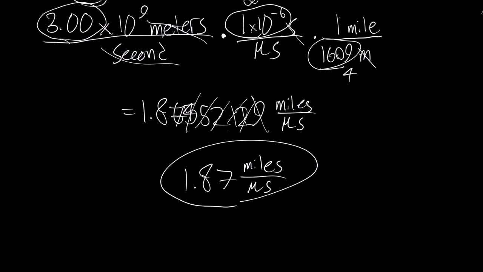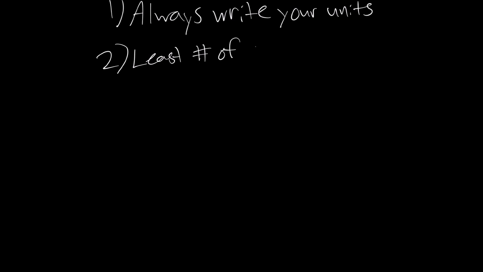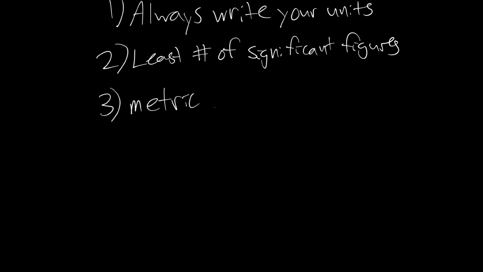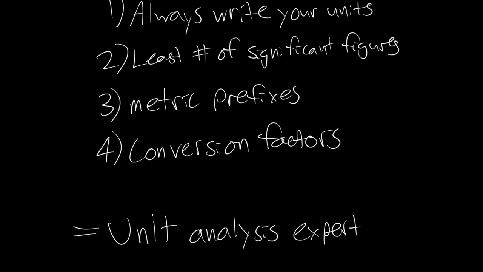As you can see, unit analysis is very handy. To us Americans, 3 times 10 to the 9th meters per second is meaningless. But if I told you that light travels nearly 2 miles in a microsecond, you know that's fast. So, in summary, always write down your units, always round to the least number of significant figures, know your metric prefixes, and finally, it's useful to memorize a handful of conversion factors. Add these 4 tips together and you'll be a unit analysis expert in no time.